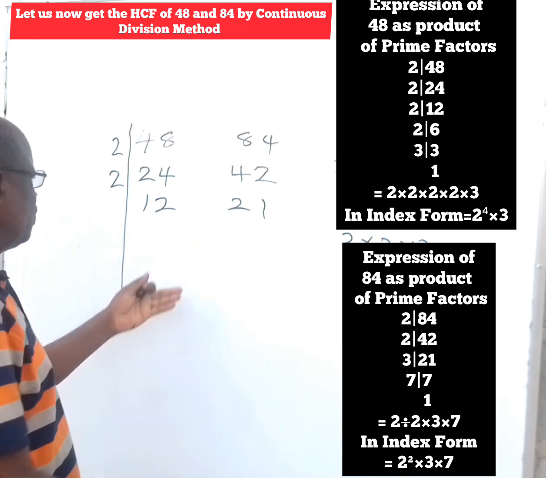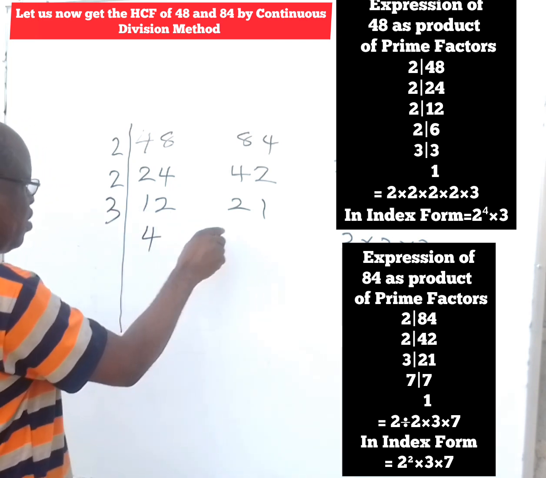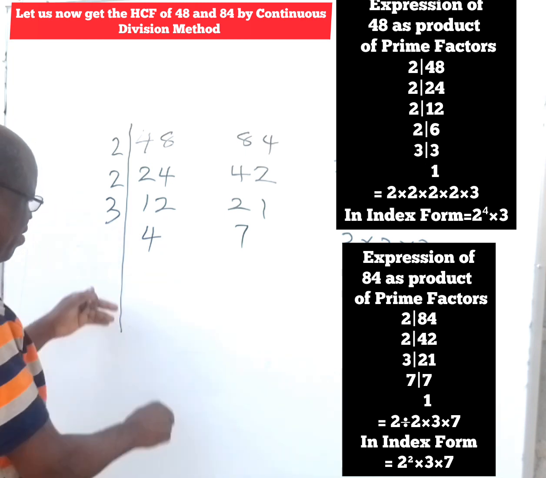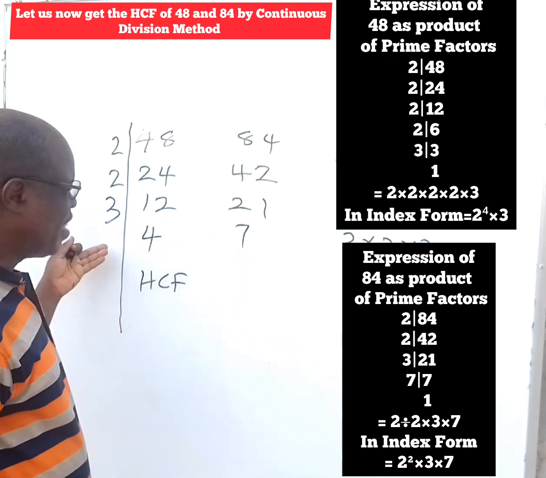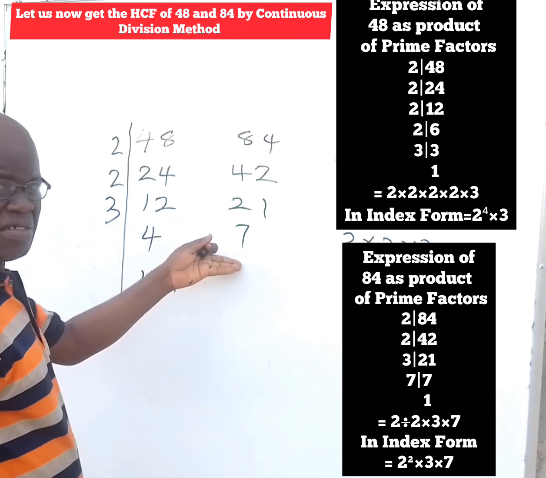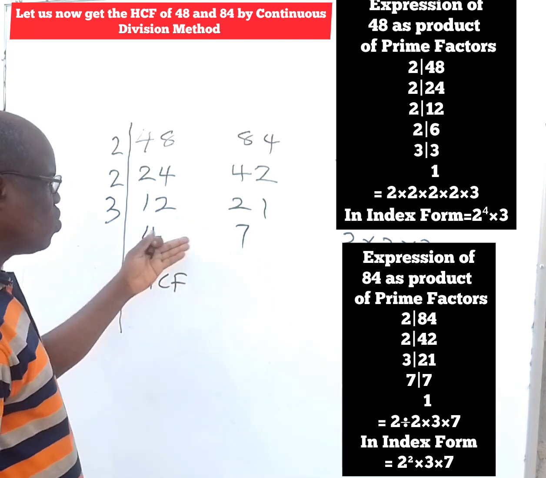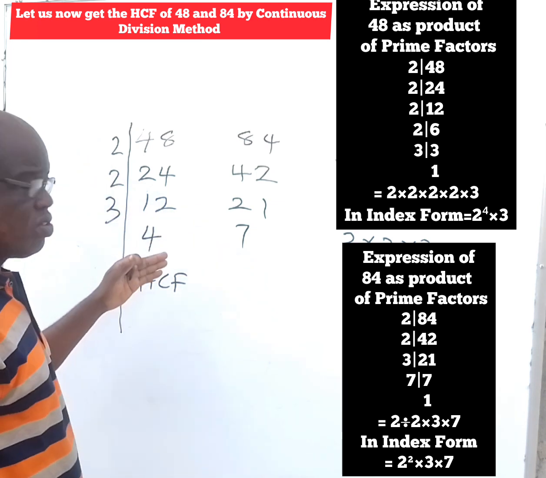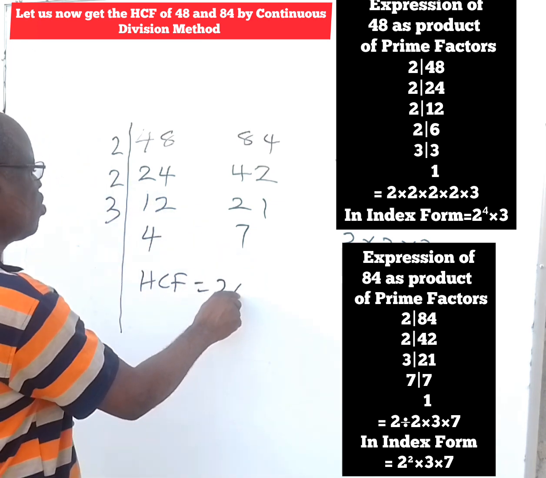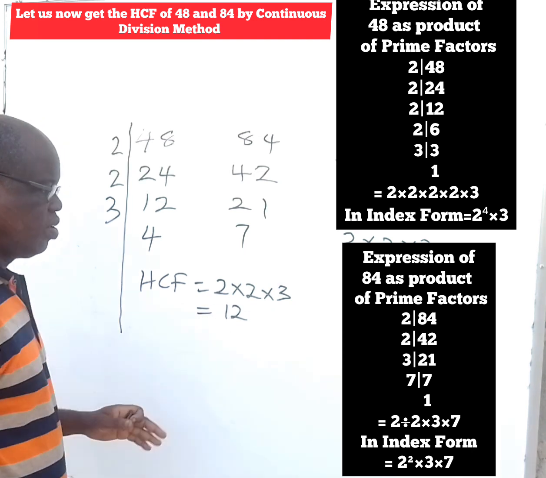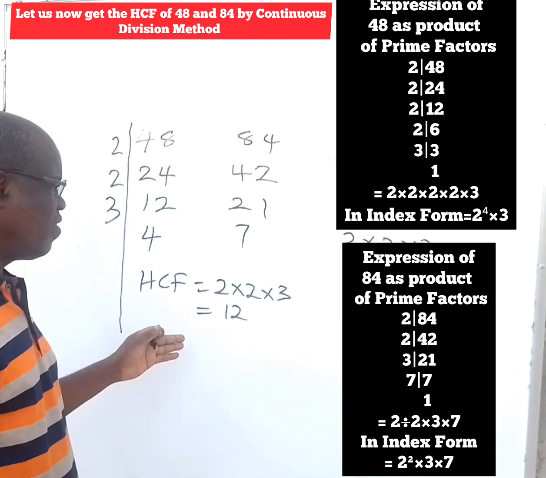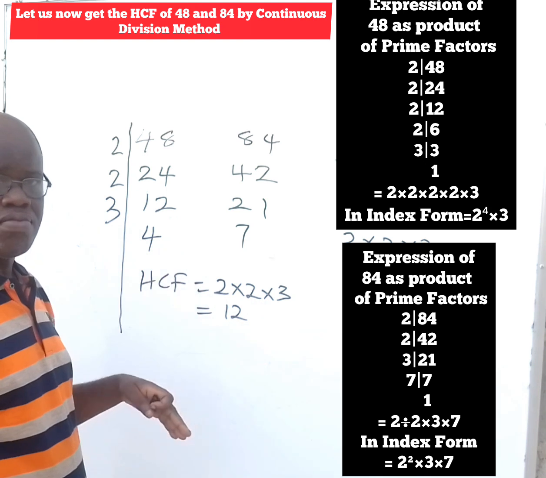So 3 can go. So the HCF, because there's no other prime number that can go into both without remainder, we stop that way. So we have HCF is equal to 2 times 2 times 3, which is equal to 12. So that's how we can get HCF by continuous division method.